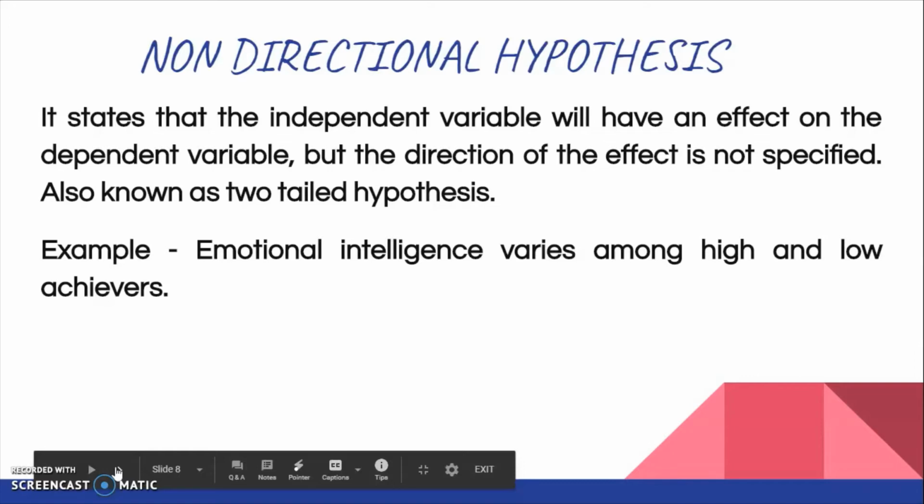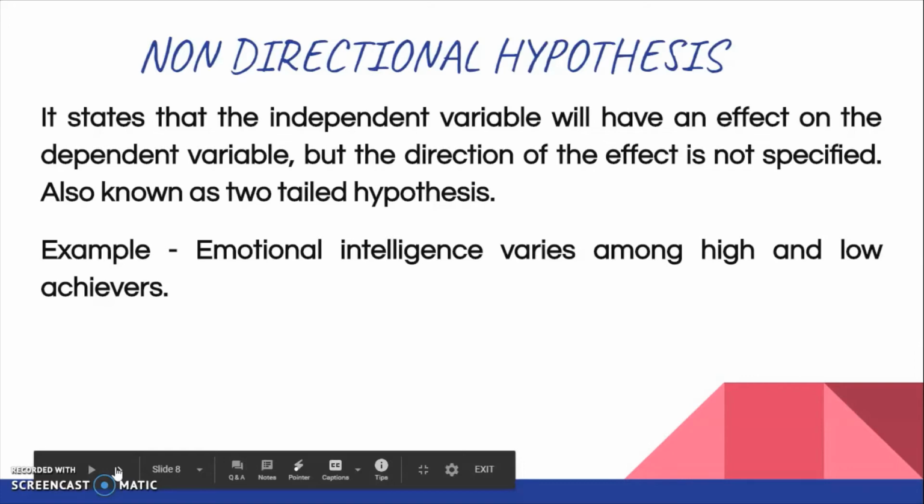See, a non-directional hypothesis states that the independent variable will have an effect on the dependent variable, but the direction of the effect is not specified. It is also known as a two-tailed hypothesis because that direction may be either in the positive way or in the negative way. When one is high, the other may be high. When one is high, the other may be low. There are so many possibilities. We don't say any possibilities of that. We don't give a specific prediction, a specific direction for our relationship.